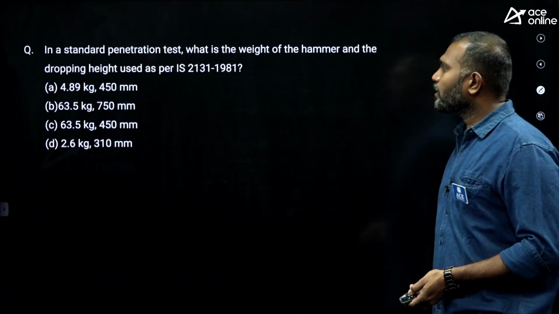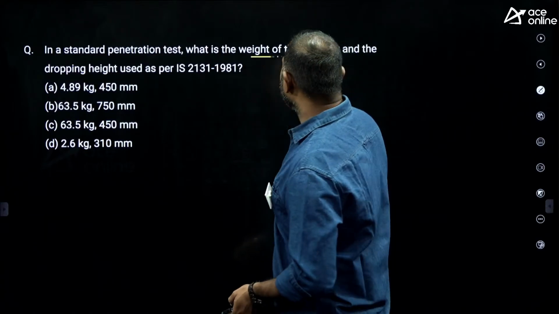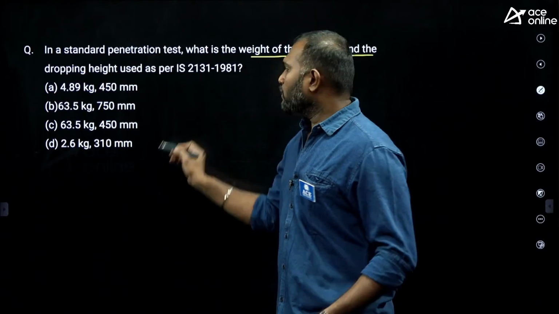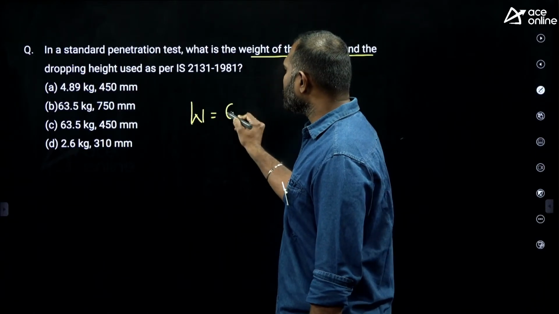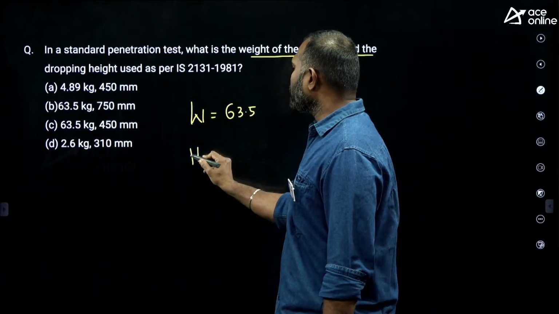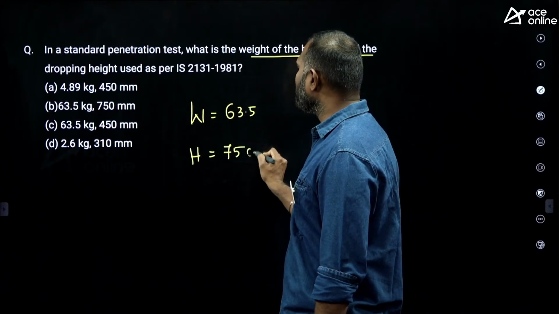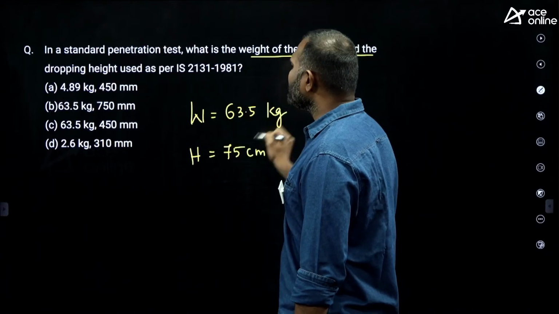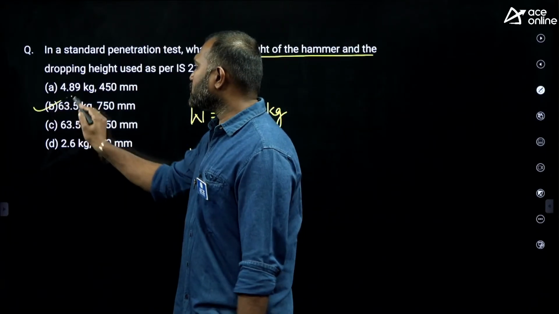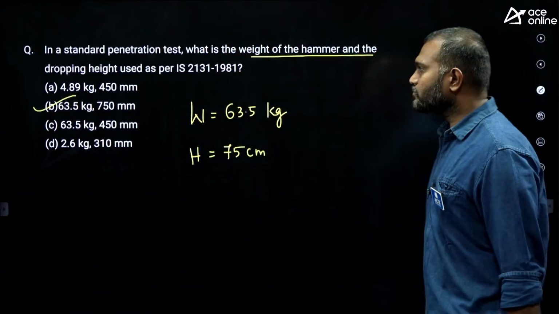In a standard penetration test, what is the weight of the hammer and the drop height? Weight of the hammer is 63.5 kilos. Height of fall is 75 centimeters. So 75 centimeters is 750 mm. So 63.5 and 750 mm.